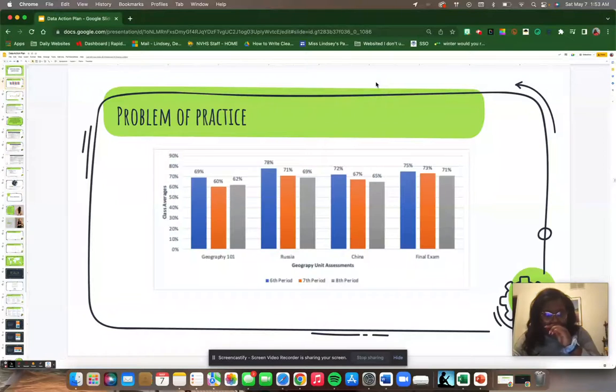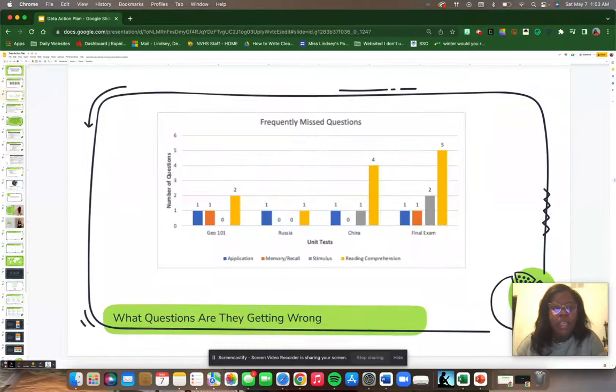So you can see here, overall, testing is not the best. And so I was curious over the first semester, like what questions were they most frequently missing? So I looked at the four different types of questions that we tend to ask in our world geography test.